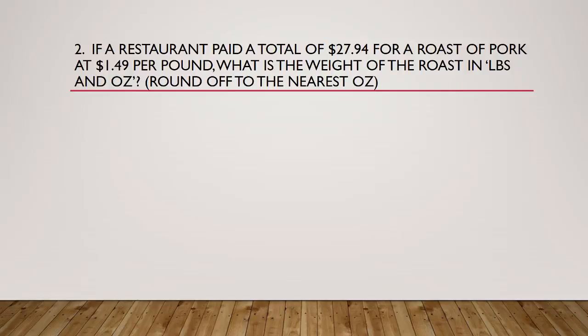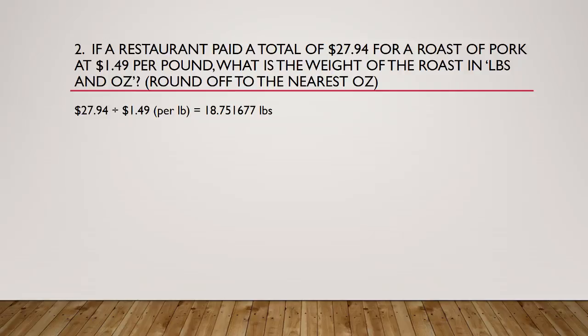Next question. If a restaurant paid a total of $27.94 for a roast of pork and it paid $1.49 per pound, what's the total weight of the roast? And they want it in pounds and ounces, rounded off to the nearest ounce. So we know we paid $27.94. We know we paid $1.49 per pound, but we have no idea the weight of the roast pork. Well, we have enough information here to figure this out.